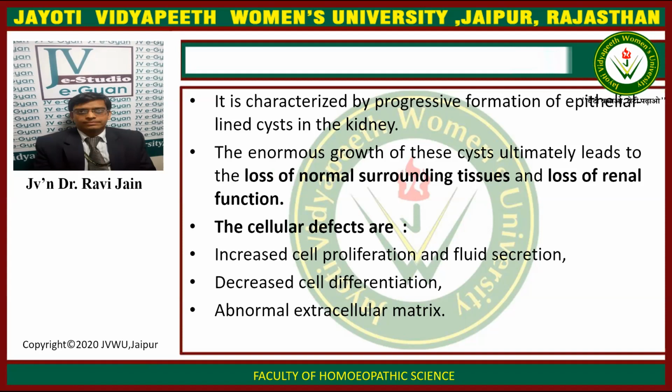The cellular defects are increased cell proliferation and fluid secretion, decreased cell differentiation, and abnormal extracellular matrix. Because of the greater degree of proliferation of cells and fluid secretion, cyst formation takes place. The cells multiply at a rapid rate, but they are not differentiated, and an abnormal extracellular matrix is formed in the kidney.